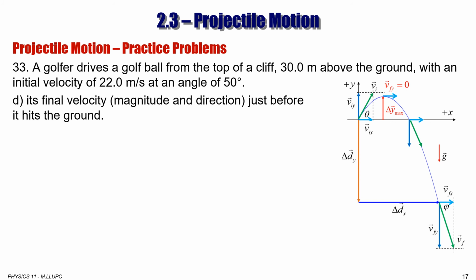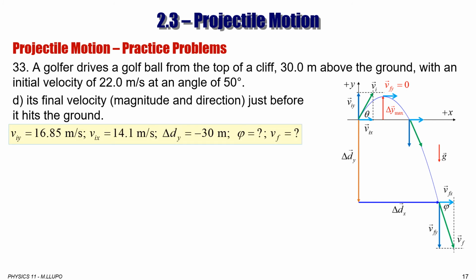Next and final step is to get the final velocity before it hits the ground, magnitude and direction. So what do we have? V initial y is already calculated, 16.85. V initial x, 14.1. Delta dy, minus 30. What we're looking for is the final velocity with angle, with that direction. So in order to calculate final velocity, we need two components. We need V final x, which is the same as V initial x because it never changes, and we calculate V final y.